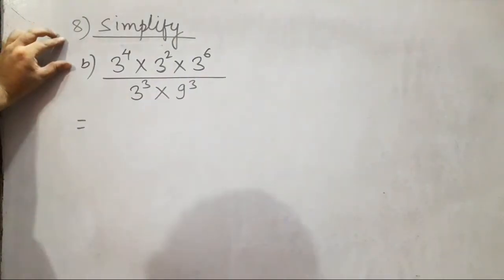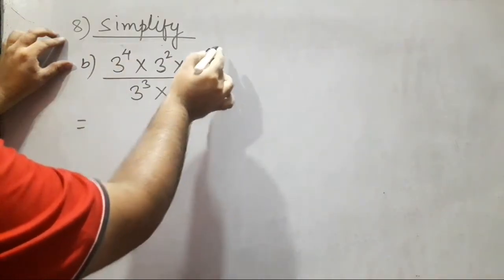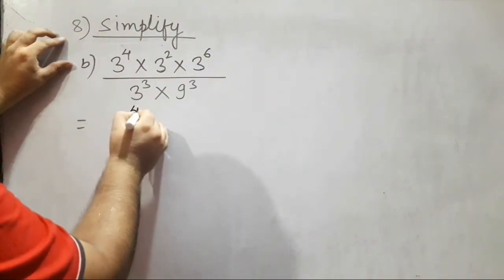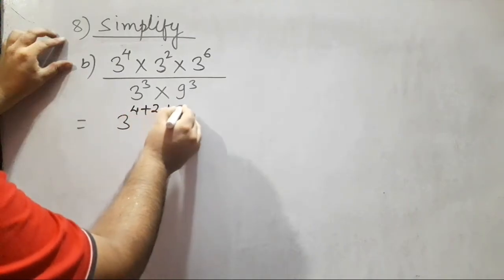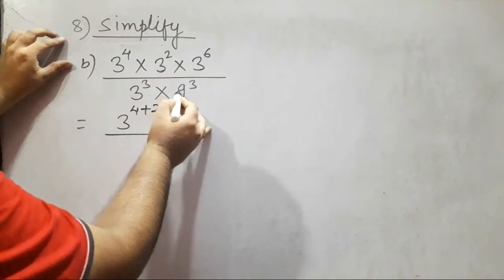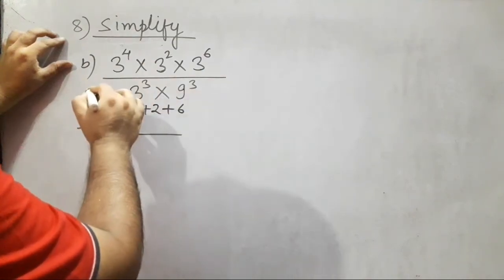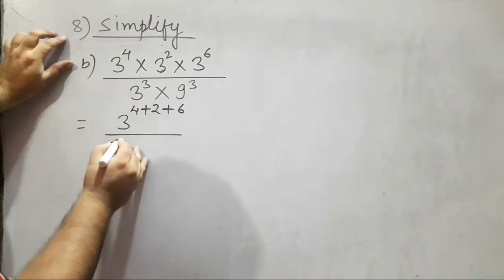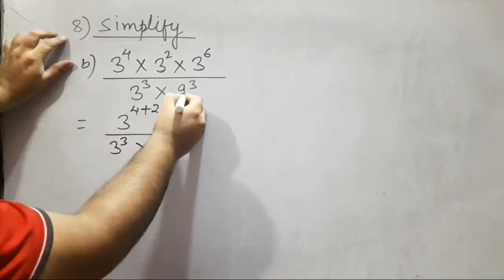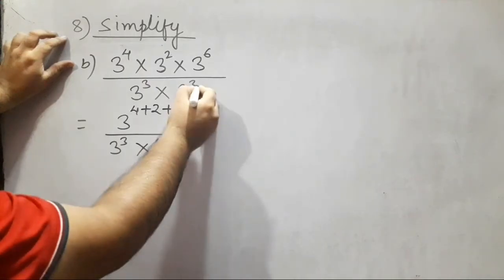Similar to the previous question, here the bases are same, so we can add their powers. 3 power 4 plus 2 plus 6 by, here the bases aren't same, but I can convert this base 9 in the base 3. So 3 power 3 into 9 can be written as 3 power 2 bracket power 3.